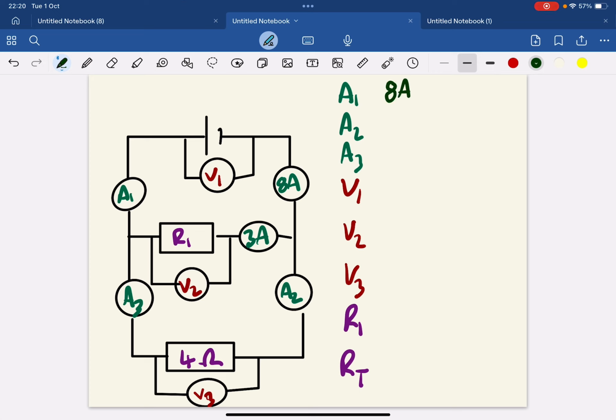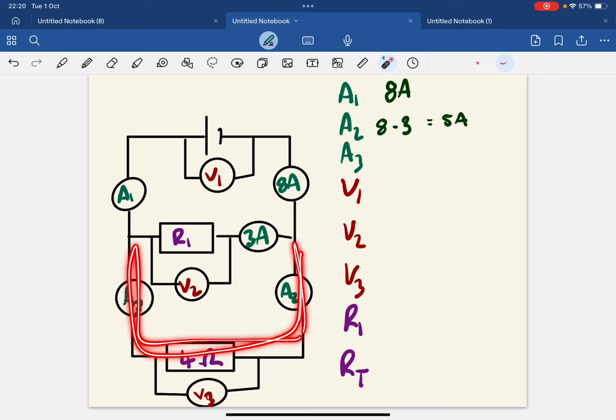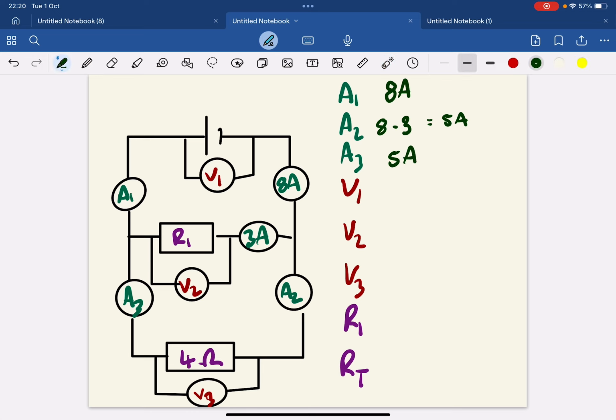amps, which means the current flowing through it at this node here, that 3 amps, all right, 3 amps plus A2 must equal 8 amps. So when we look at this, we've got 8 take away 3, which is equal to 5 amps. And this area here, the current is going to be the same. We treat it as a series circuit. So A3 is also going to be 5 amps.